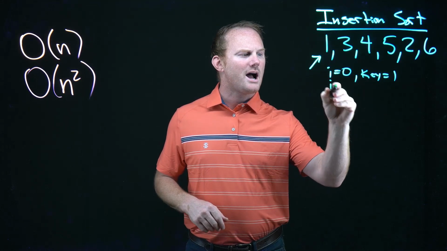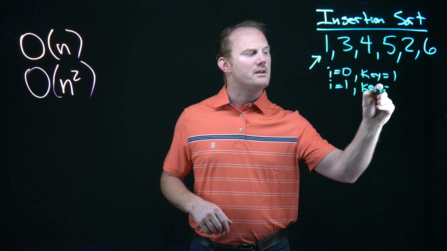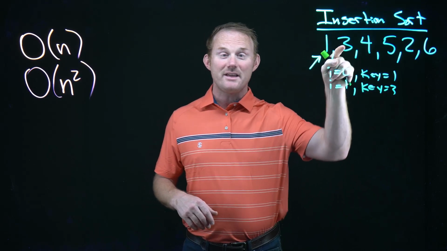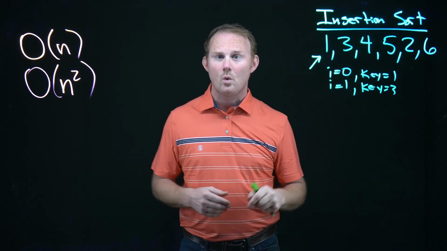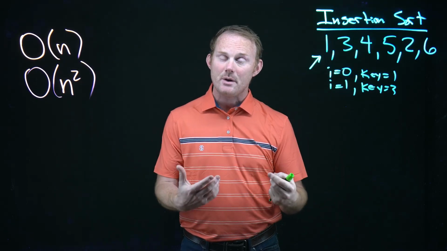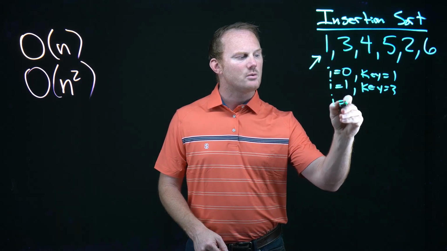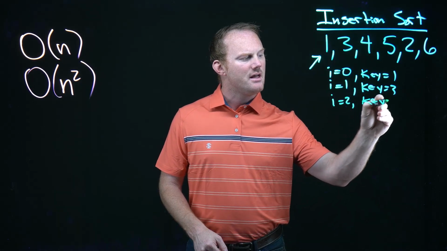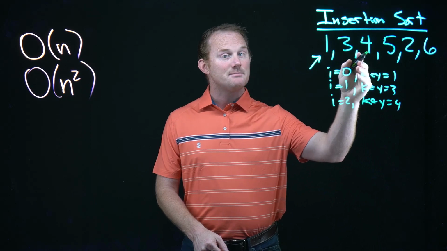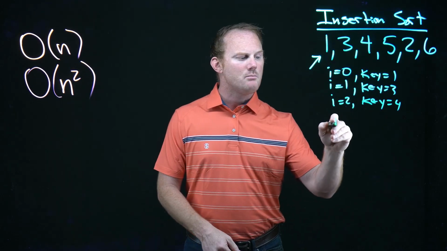We go on to where i equals 1, and that means our key is going to be the number 3. It is the thing in the slot or index 1. Is that smaller than the number 1? It's not, so we don't need to do anything. We are done. We go on to the next one where i equals 2. That makes our key the number 4. Is that smaller than the number 3, the one that precedes it? It's not, so we move on.